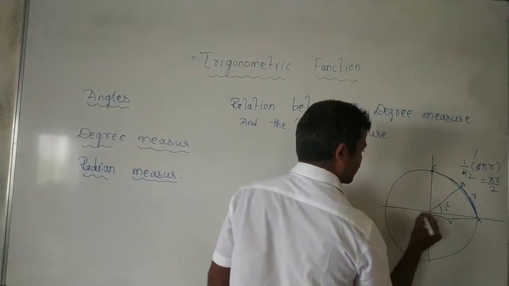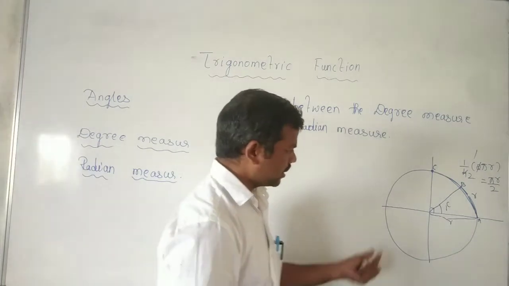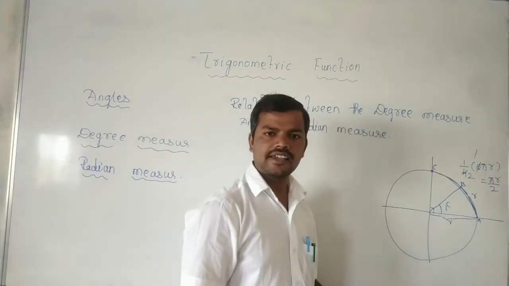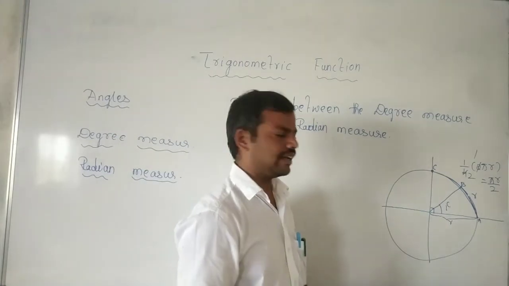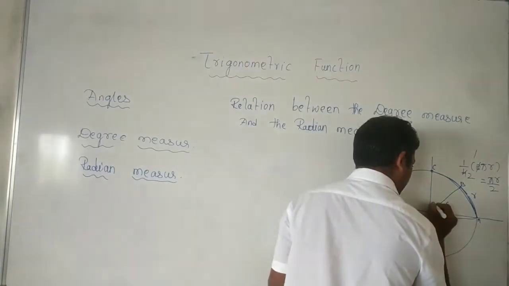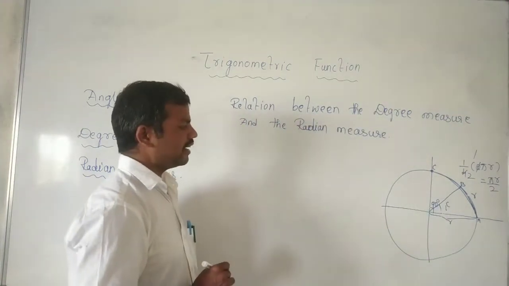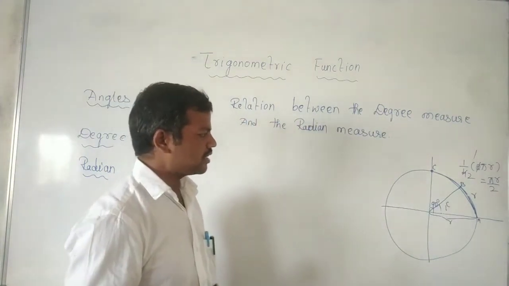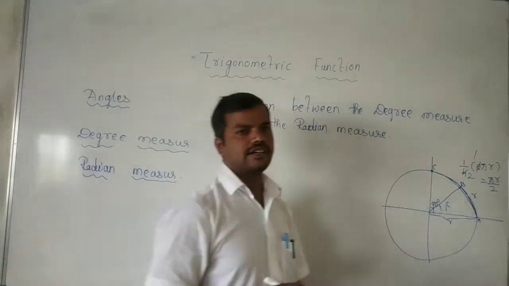Next, we need this angle. What angle is being formed? That is a right angle. How many degrees is a right angle? We don't know the radian yet, but we know the degree: 90 degrees. So using this concept, we have to give the relation between radian and degree.